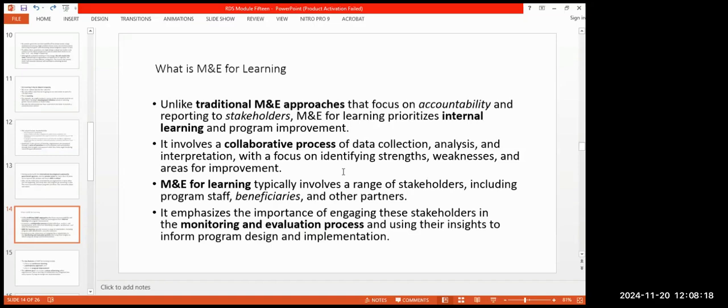Because M&E for learning, which is our focus today, generally involves the stakeholders, and in this case you're talking about the staff, the beneficiaries, and also the partners, maybe the funding agencies. And M&E for learning emphasizes the importance of engaging stakeholders to participate in the M&E process and provide their insights.